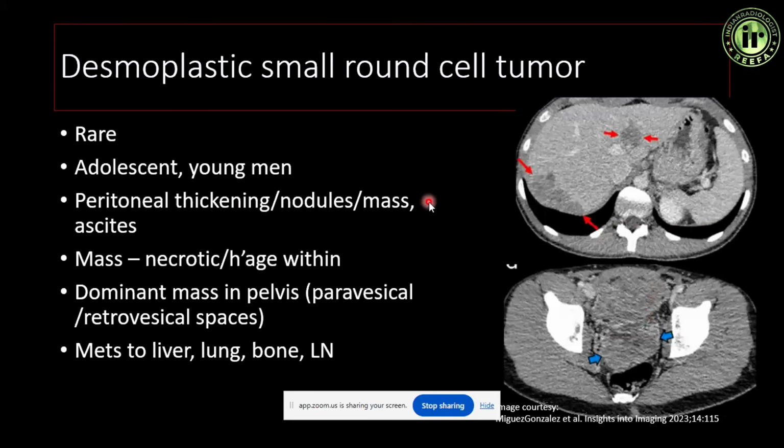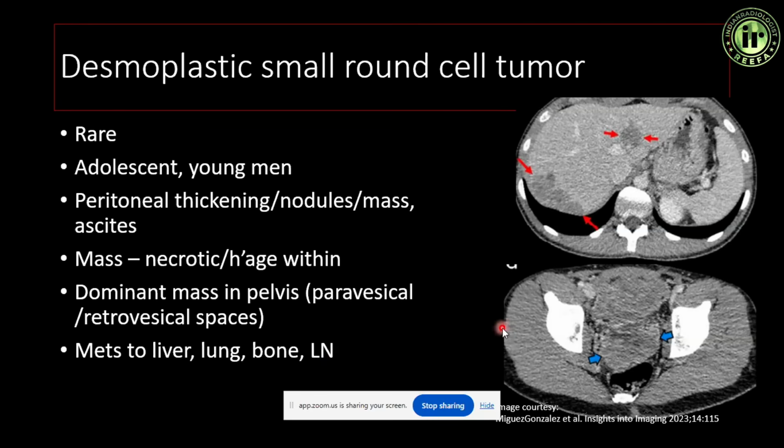Just one quick word on this rare tumor, but since it has a characteristic clinical and imaging spectrum, that's why I've put that in. It's a fairly rare tumor, occurs in young men, and you can see peritoneal thickening, nodules, mass lesions, and ascites. But the dominant mass will be in the pelvis, in the paravesical or retrovesical spaces. So if you see a dominant mass in the peritoneal cavity of the pelvic spaces, and it's a young man, then you can think of a desmoplastic small round cell tumor. These are often also associated with metastasis to liver, lung, bone, and lymphadenopathy, and they usually have a bad prognosis.